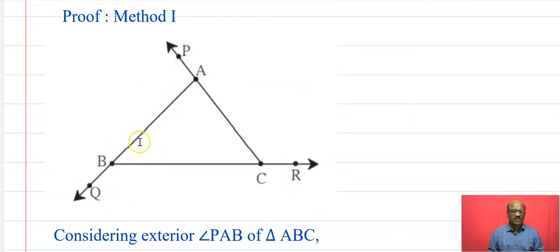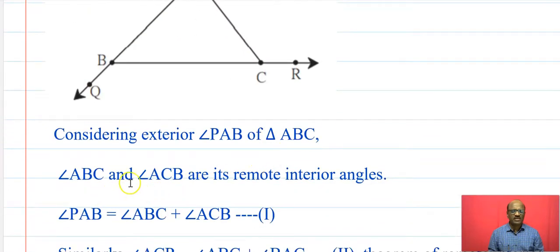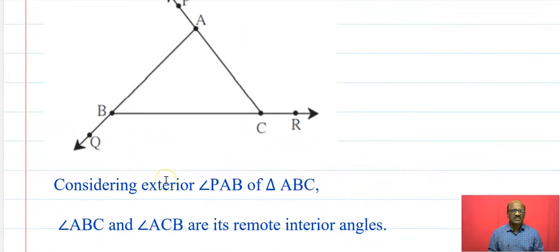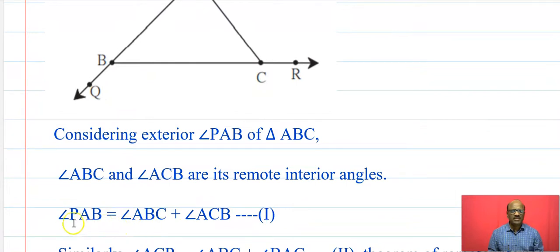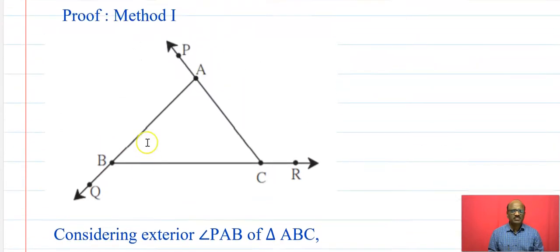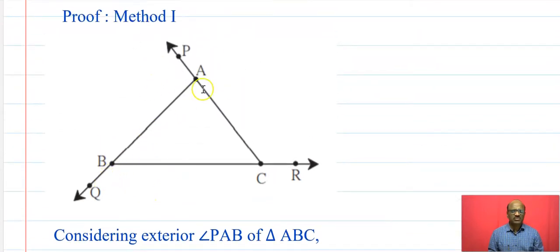That is angle ABC, measure of angle ABC plus measure of angle ACB. These are its remote interior angles, and we will take their total. ABC plus ACB, they are the remote interior angles. Therefore measure of angle PAB is equal to ABC plus ACB.